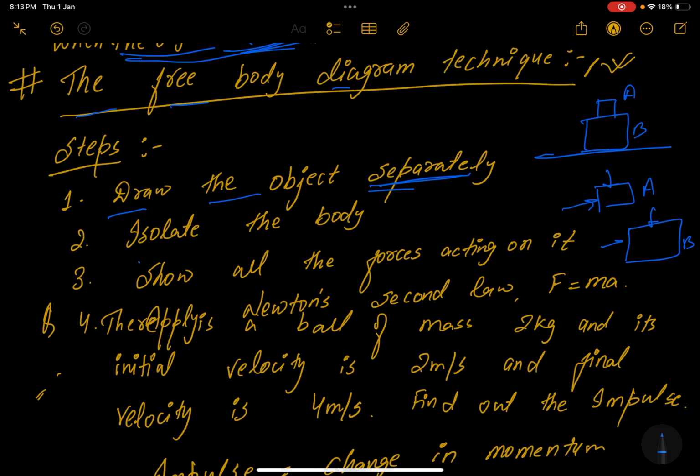Draw separately, isolate the body: draw A isolated, B isolated. Show all the forces acting on it. Show each and every force acting on it. Whatever the question has given you, show all the forces so that you understand it very clearly.